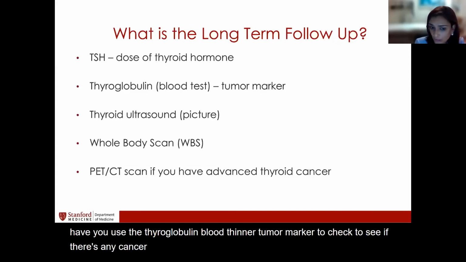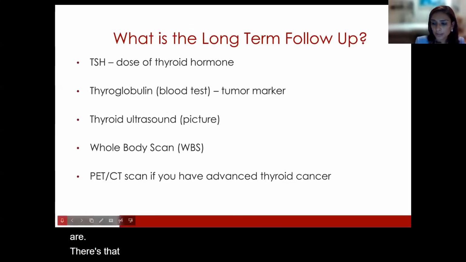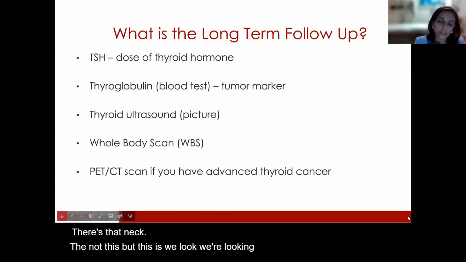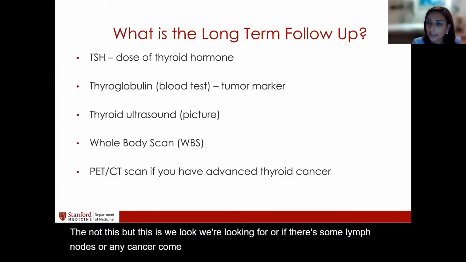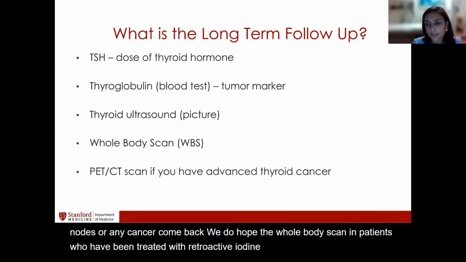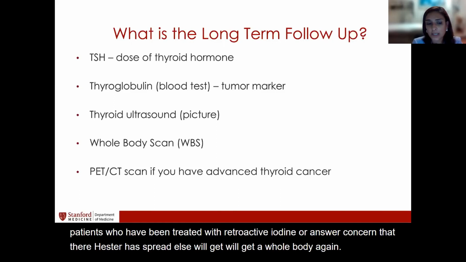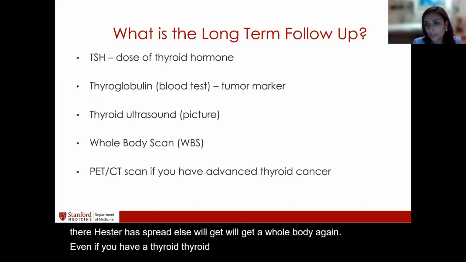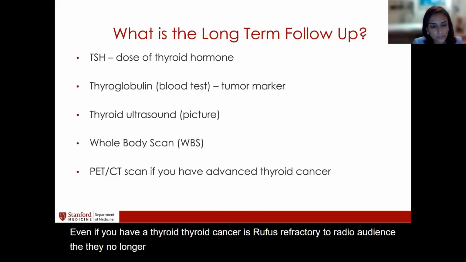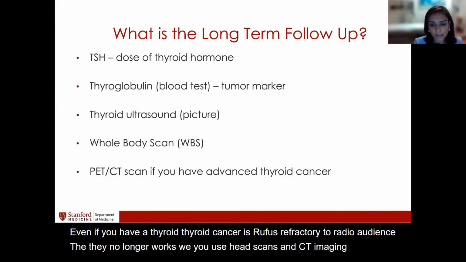We have thyroid ultrasounds, which are pictures of your neck, similar to what we did with the nodule, but this is basically looking for any lymph nodes or any cancer coming back. We do use the whole body scan in patients who've been treated with radioactive iodine, or if we're concerned that the cancer has spread elsewhere. And if you have advanced thyroid cancer that is refractory to radioactive iodine, so the radioactive iodine no longer works, we do use PET scans and/or CT imaging to follow any distant metastatic disease.